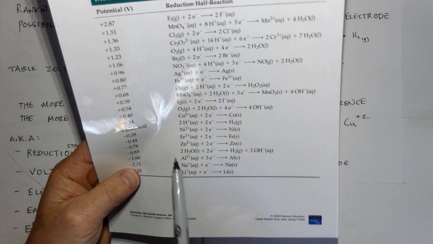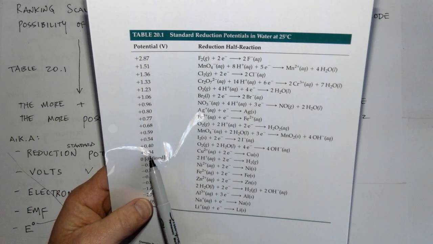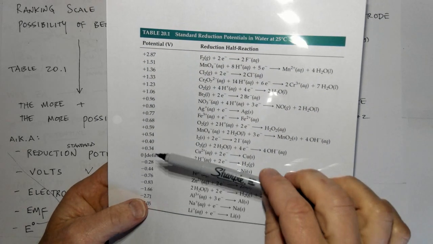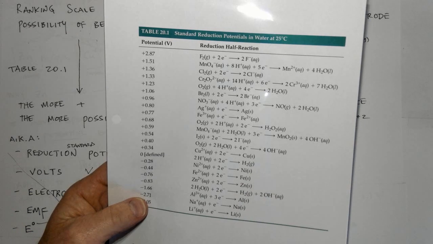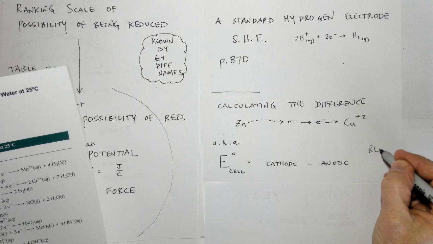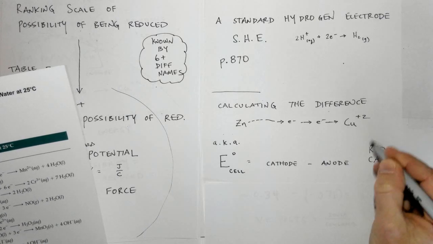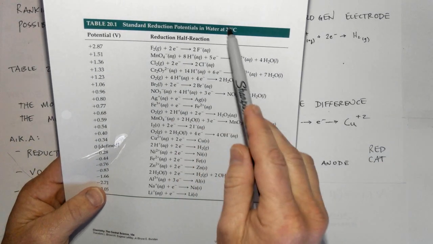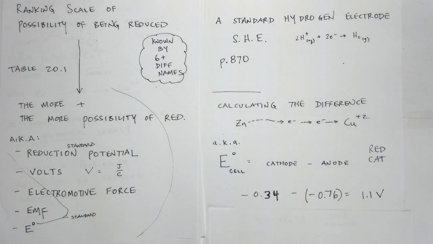Zinc, I think I pointed out to you before, is negative 0.76, so that's our anode. And then copper is positive 0.34, and so that's our cathode. How do I know which one's the cathode and the anode? Remember, the more positive one is the one that's more possibly reduced, and reduction is the cathode. You can remember that by red cat, because the more reduced possible one is always the cathode. So up here, 0.34 minus a negative 0.76, we should get about 1.1 volts.